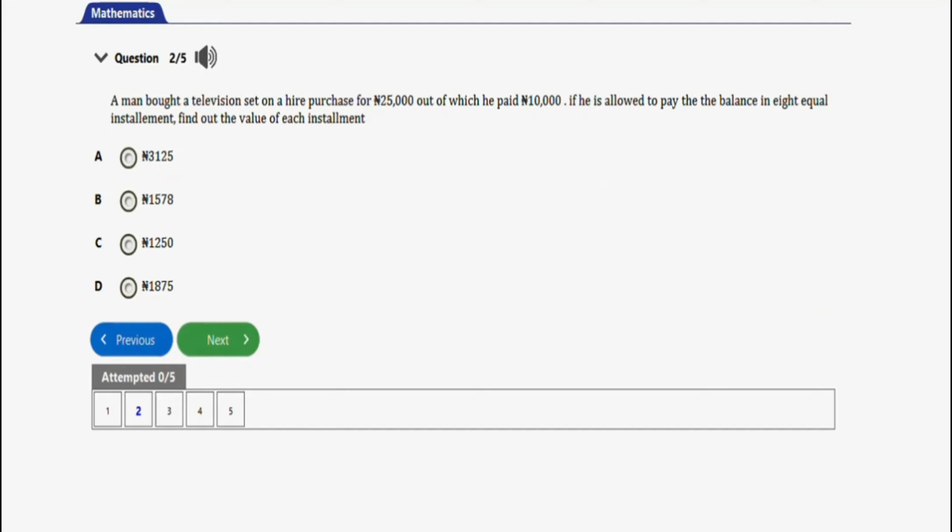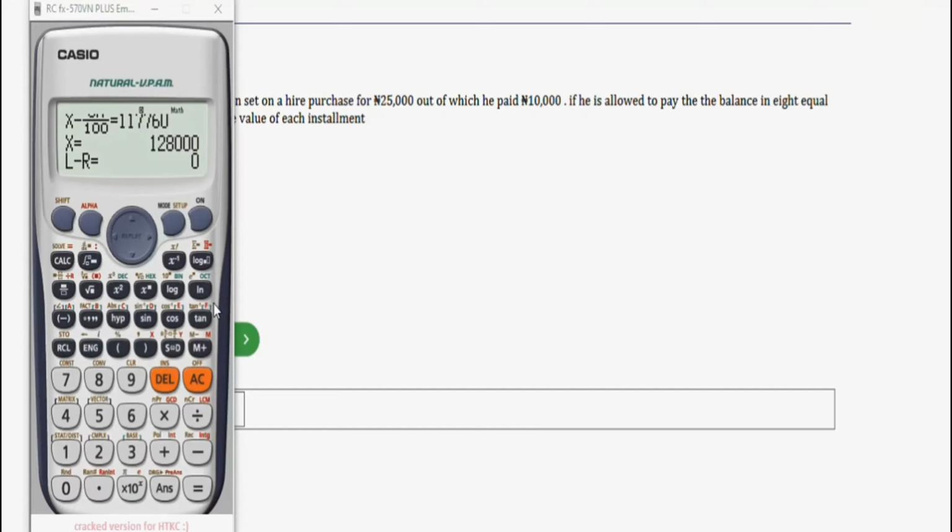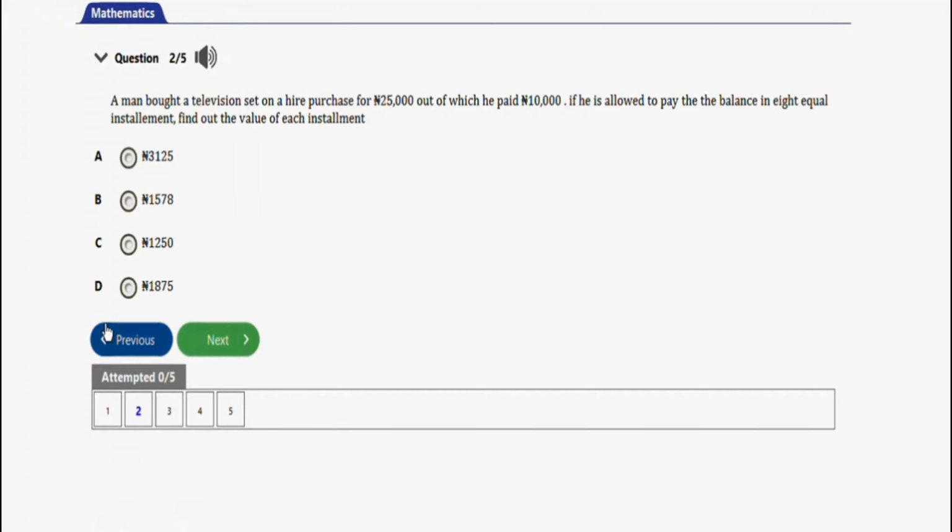So this is very, very simple, guys. Simple mathematics. Let's bring a calculator and solve this. So you wipe this, it will be 8 installments, 15,000 naira remaining to be paid, divided by 8, that's 8 installments. Press equal to, what's the output? 1,875 naira. So that's the answer. Option D, 1,875 naira is how much you will pay in 8 installments to meet up 15,000 naira.